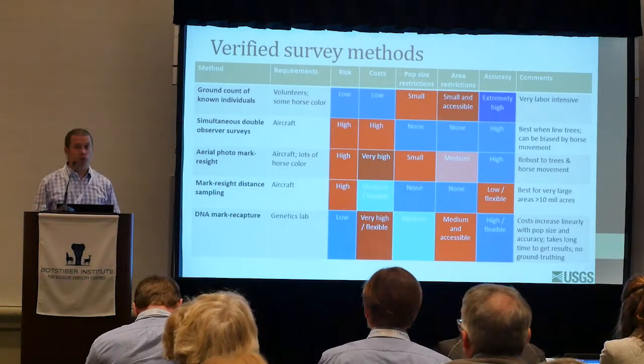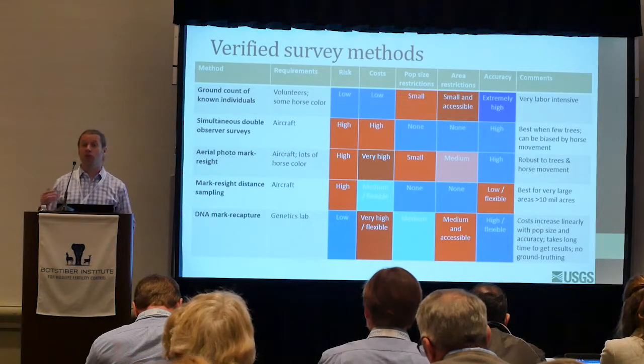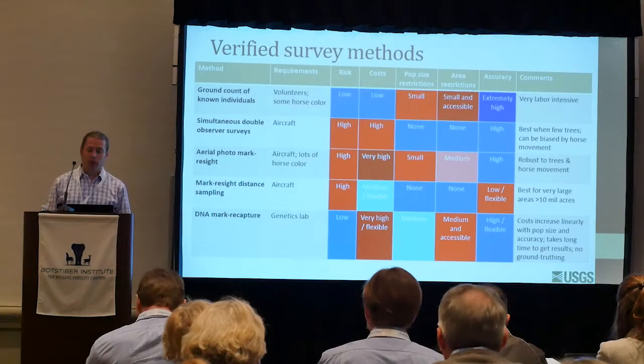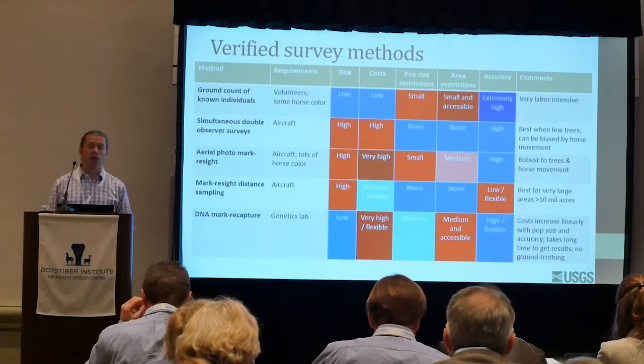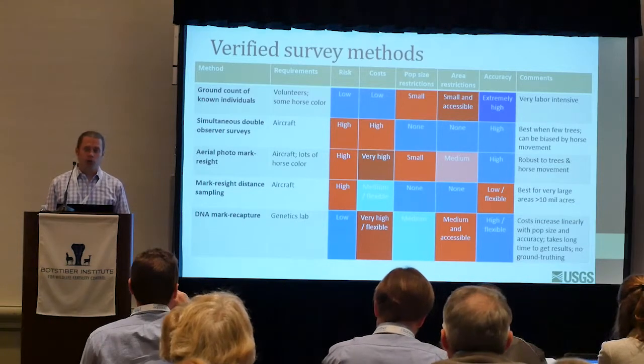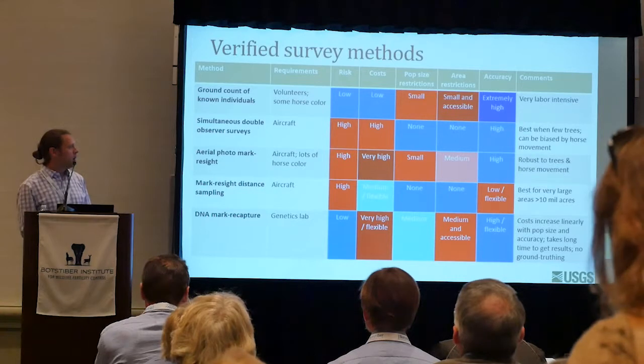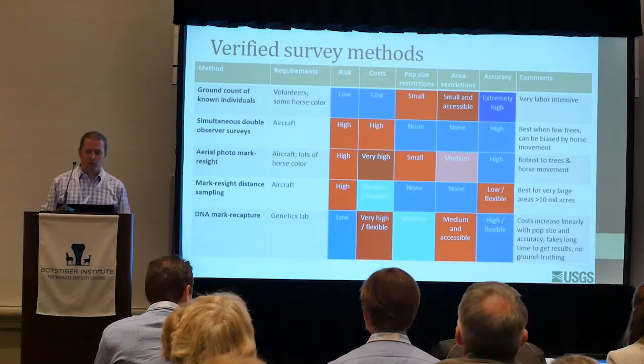There are certain situations where it doesn't work. It tends to not work very well in trees, where you have a lot of tree cover, and you can potentially be biased by horse movement. In those situations, aerial photo mark resight can be a good method. It's robust to trees and robust to horse movement.